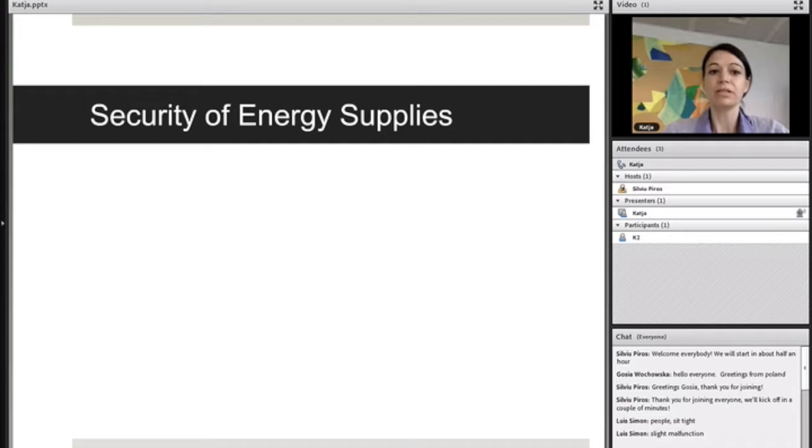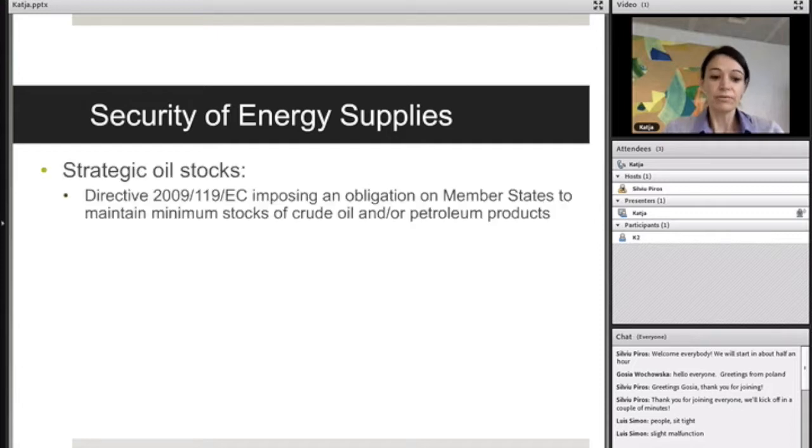and has addressed some of these problems for some time. So not just now, it didn't wake up a few weeks ago, but it already has some policies in place which were adopted a few years ago. And one main element of the EU's security of energy supplies policy is that it has built up strategic oil stocks. There's a directive from 2009 which imposed an obligation on EU member states to maintain a minimum stock of crude oil or petroleum products.